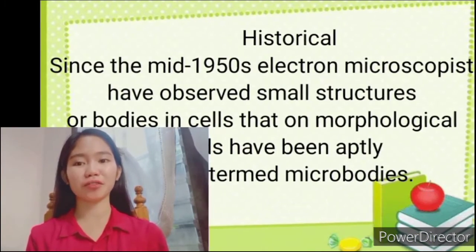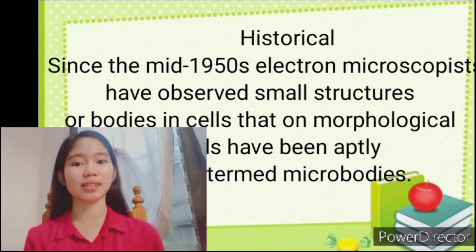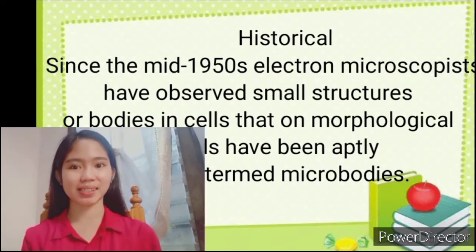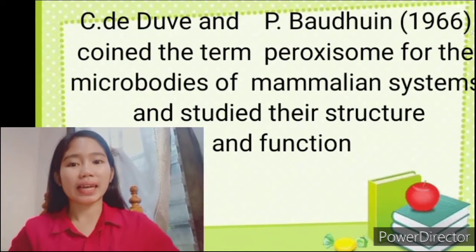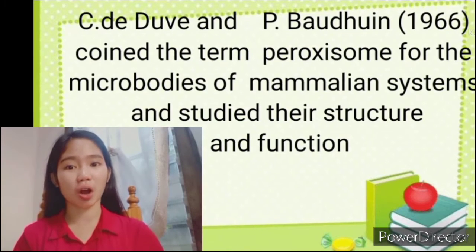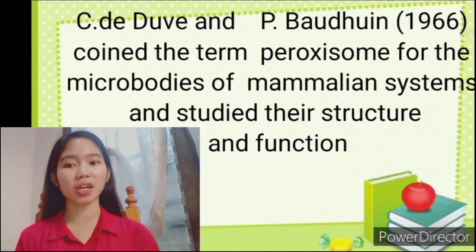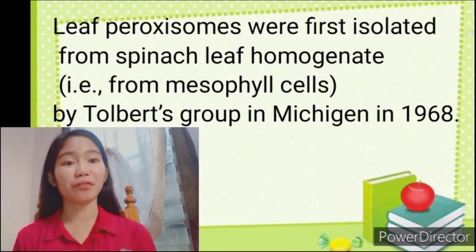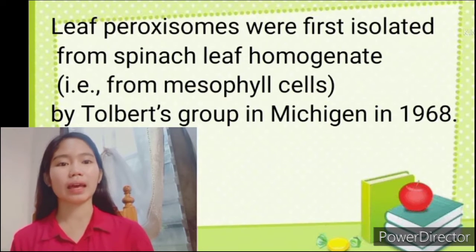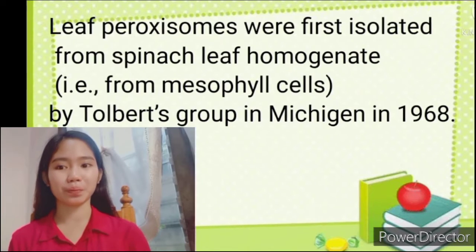Since the mid-1950s, electron microscopists have observed small bodies in cells, which on morphological grounds have been aptly termed microbodies. De Duve and Baudhuin in 1966 coined the term peroxisome for the microbodies of the mammalian system and studied their structure and function. The leaf peroxisomes were first isolated from spinach leaf homogenate. The example is the mesophyll cells, by Tolbert's group.